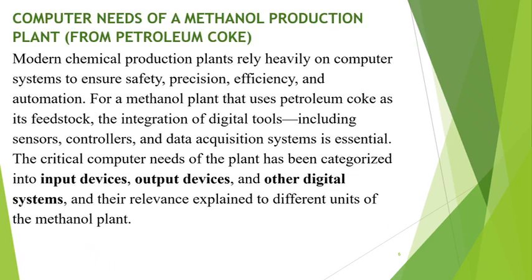Let's look at the computer needs of a methanol production plant. Modern chemical production plants rely heavily on computer systems to ensure safety, precision, efficiency, and automation. For a methanol plant that uses petroleum coke as its feedstock, the integration of digital tools including sensors, controllers, and data acquisition systems is essential. The critical computer needs of the plant have been categorized into input, output, and other digital systems, and their relevance explained to different units of the methanol plant.